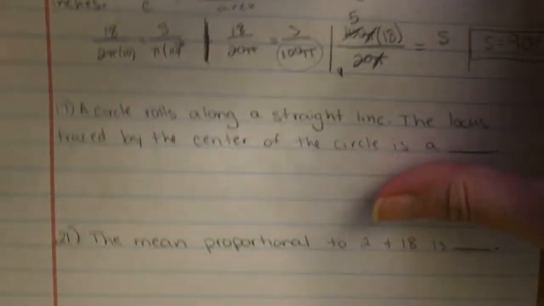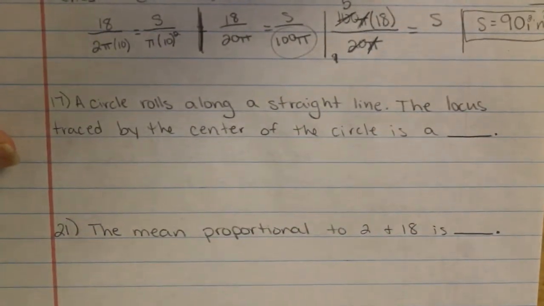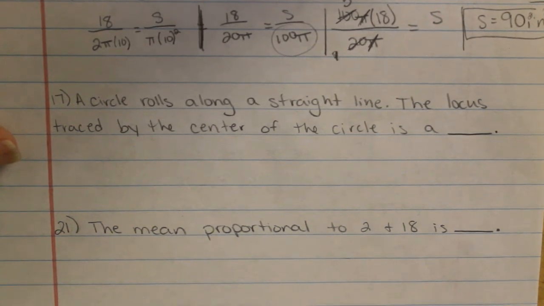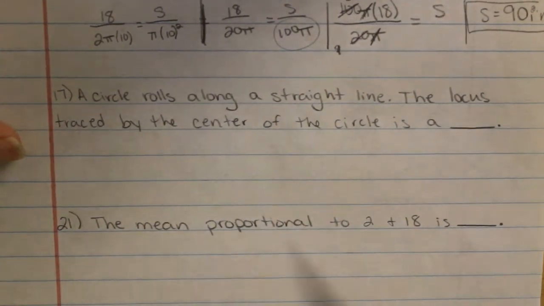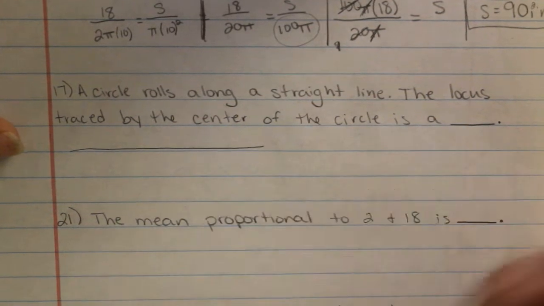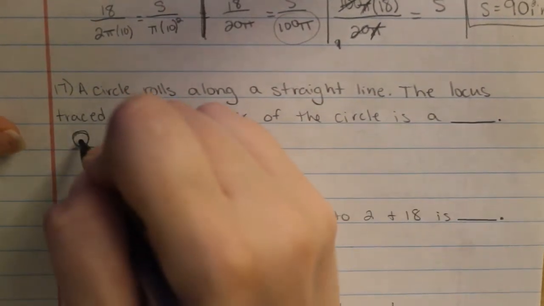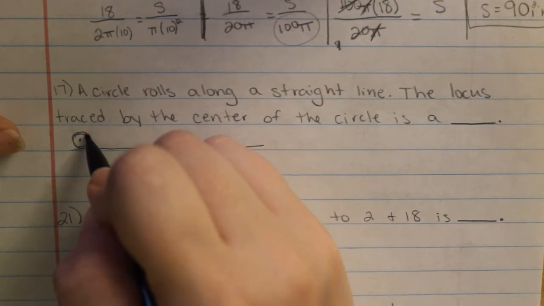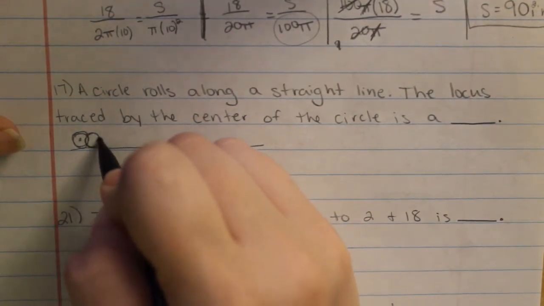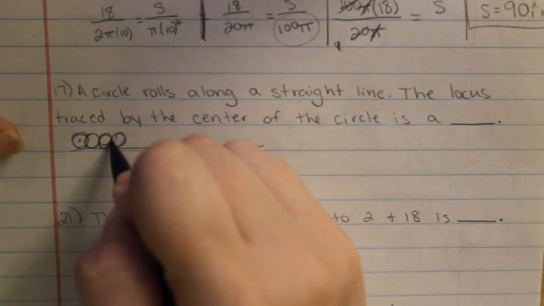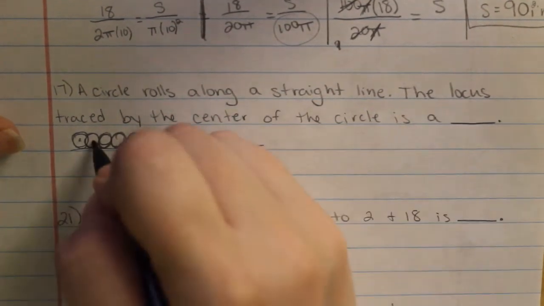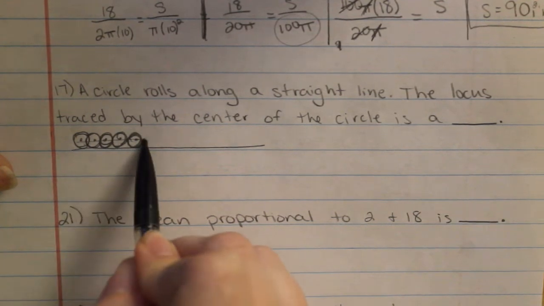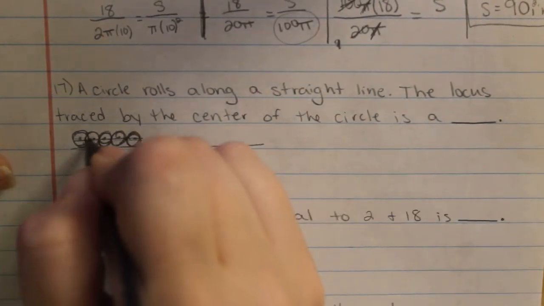Okay, moving on to number 17. A circle rolls along a straight line. The locus traced by the center of the circle is a blank. So I'm going to draw my straight line. And then I've got my wheel, or my circle. So I've got my center of the circle. So I'm going to roll my circle. Obviously, it's not a perfect circle, but do you notice approximately where the center of my circle is? What am I drawing here?